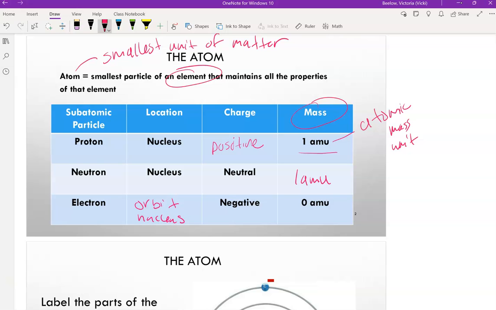And I know it says here they have a mass of 1 AMU, it is just such a small amount. Like it's almost negligible. It doesn't affect the overall mass really of the atom. So it's not really zero, it's just so close to zero that we call it zero.